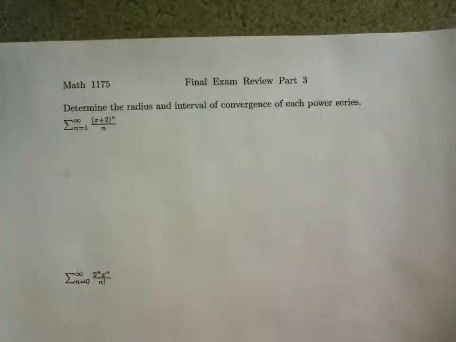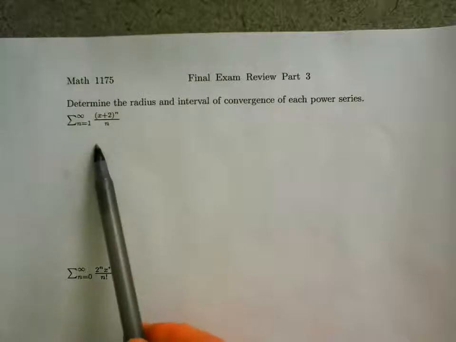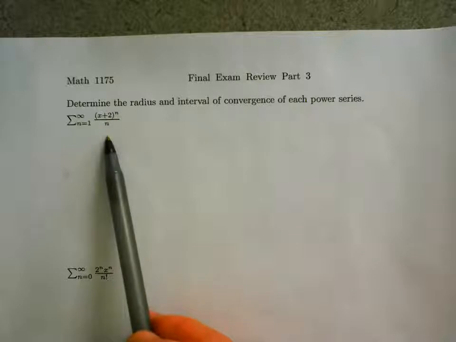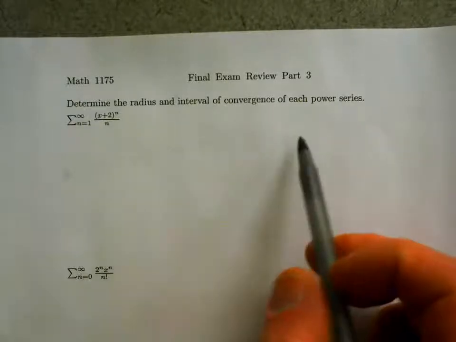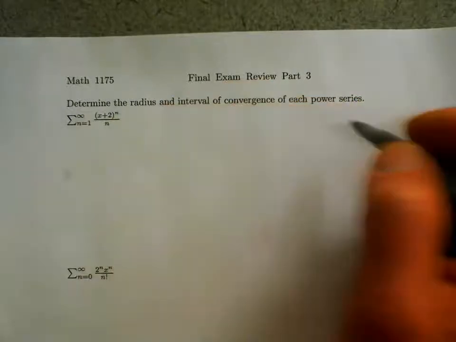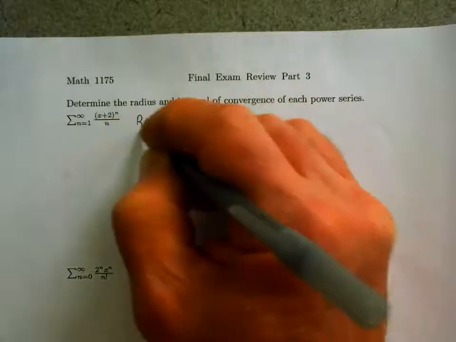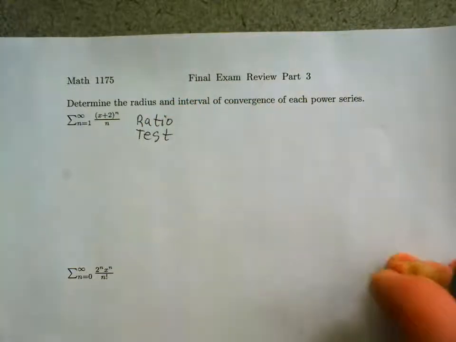Here we got to this problem. Determine the radius and interval of convergence of each power series. So this power series, the terms are (x+2)^n divided by n, n goes from 1 to infinity. So to find the radius and interval of convergence, let's use the ratio test.